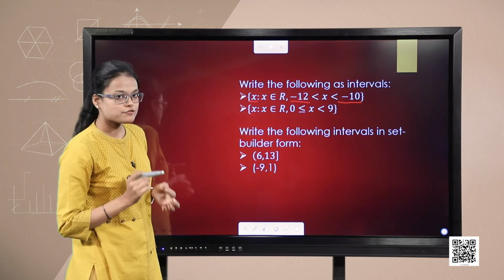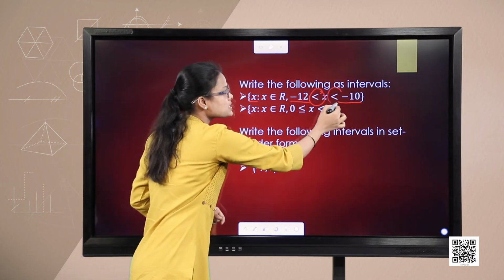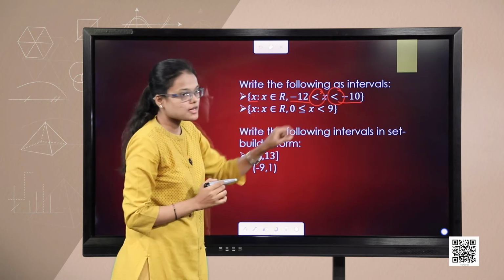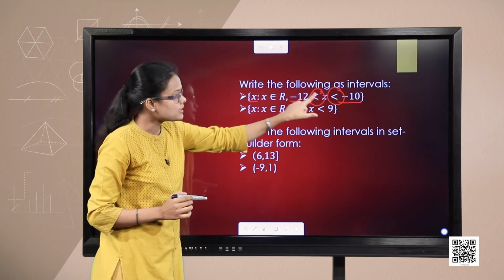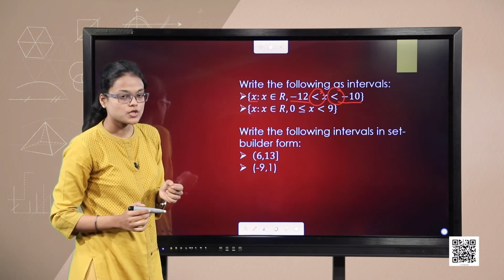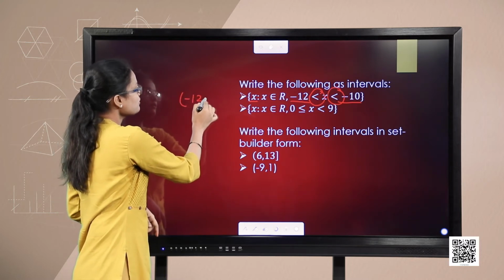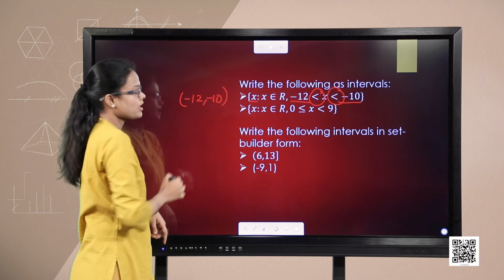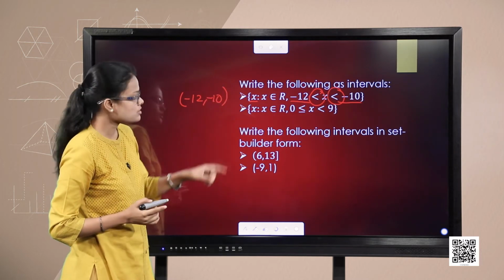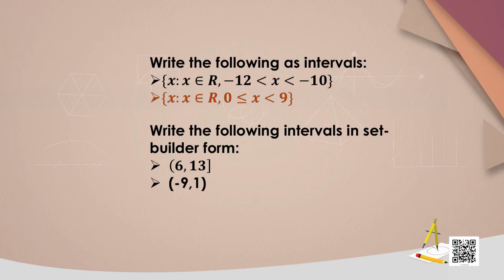Students, what do we have to observe? We have to observe the inequalities. You may see that the strict inequalities are there. So this implies that -12 and -10 are not included in the interval. So it is an open interval, and how can we write it? As (-12, -10). What kind of brackets do we have to use? The curved brackets. Now the second example, set of all those real numbers which are lying between 0 and 9.